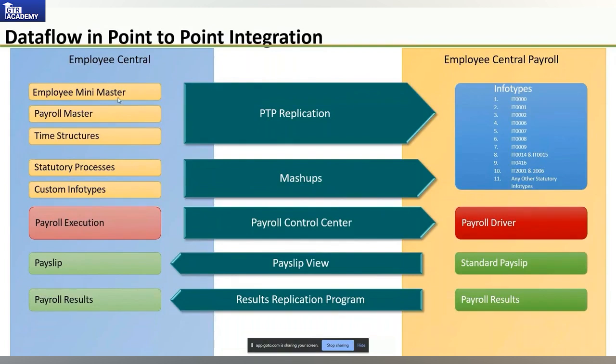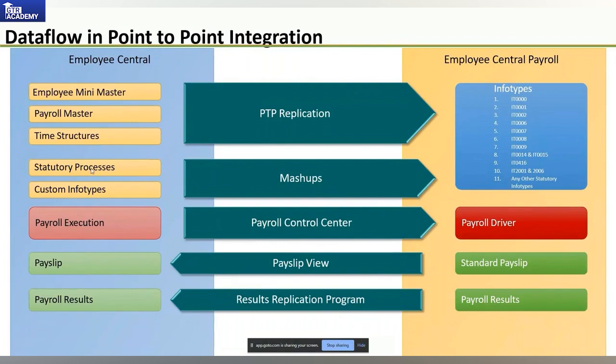The mini master data, payroll master, and time structure will go to specific infotypes in this list through point-to-point replication. How we are going to do this point-to-point replication, we'll cover in the master data replication configuration topic, so you don't have to worry. This is just the data flow that we are discussing.